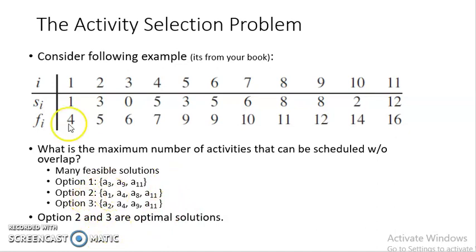Consider this option. So once you have scheduled A1 finishes at 4. Now you cannot schedule A2 because A2 starts at 3, which is before the A1 finishes. Similarly, you cannot schedule A3 once you have scheduled A1 because A3's interval also overlaps with A1. You can only then schedule A4 after A1 because A4 starts after A1 has finished. And this is the same logic you can apply to the rest of activities.